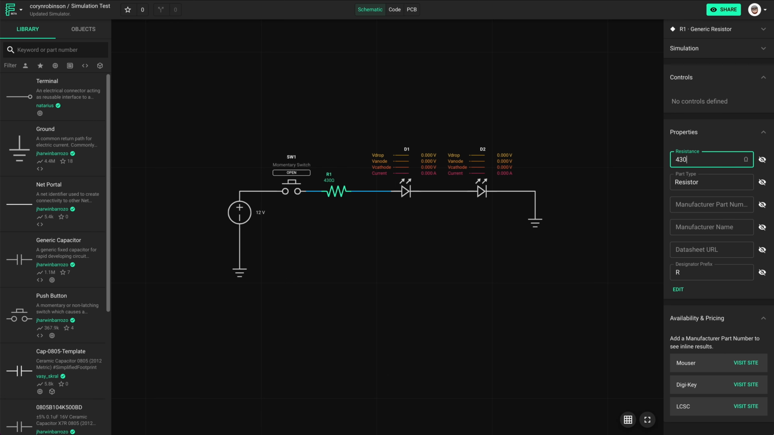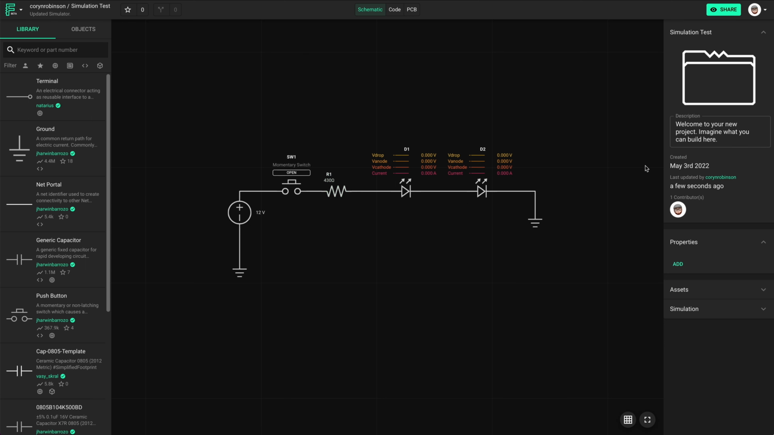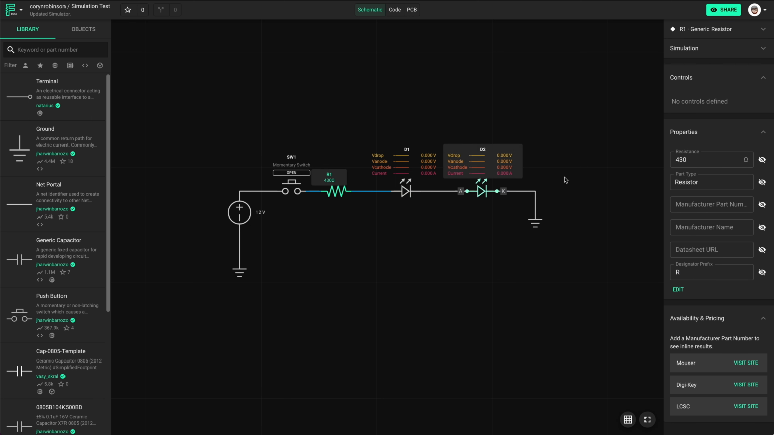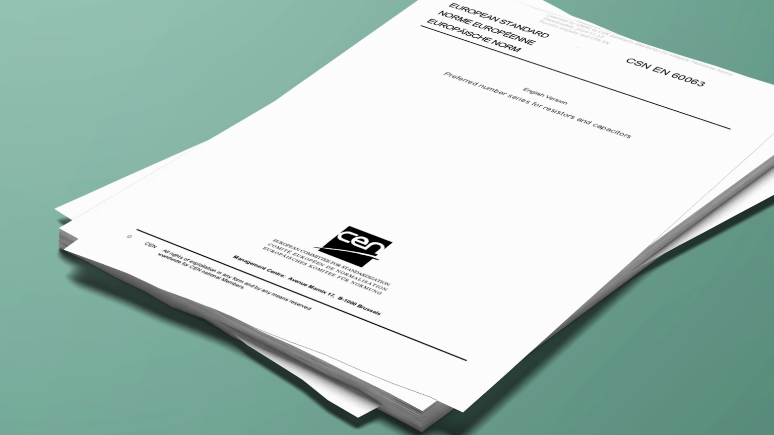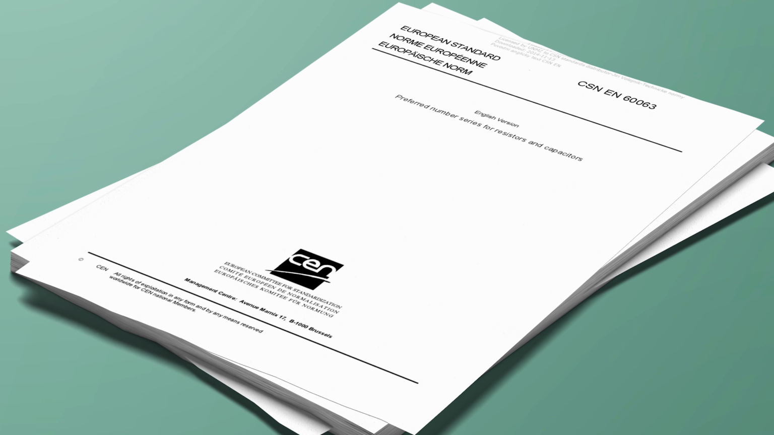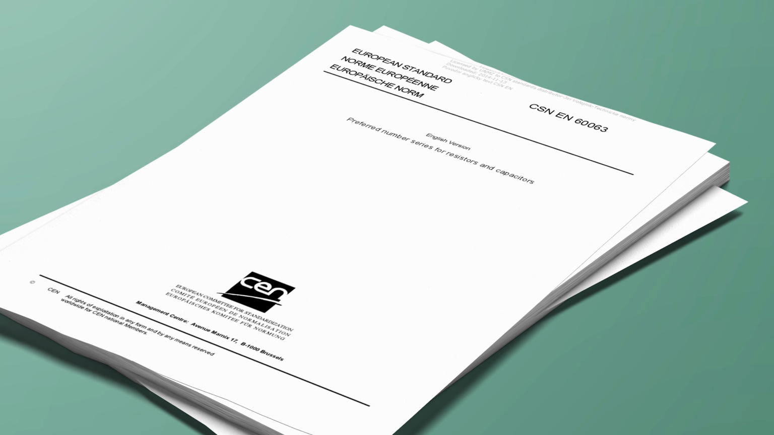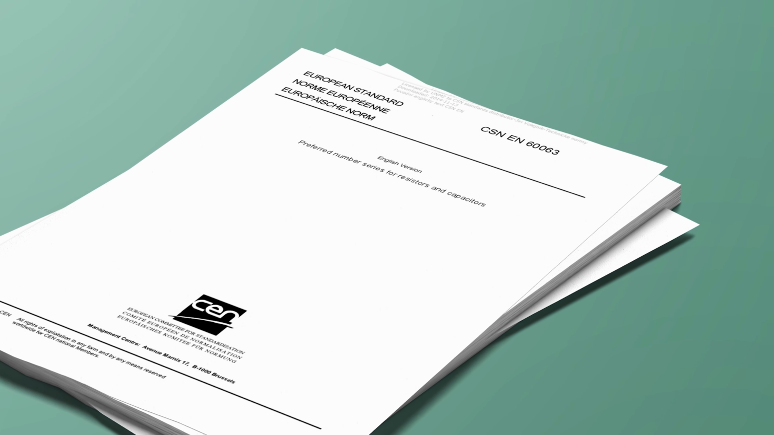The only problem with 430 ohms is it's not always a common resistor value, but we can change that with an expression. Before I get into that though, let me explain common values for context. I'm not going to get into too much detail here, but IEC 60063 is an international standard that provides a series of preferred values for resistors and capacitors.